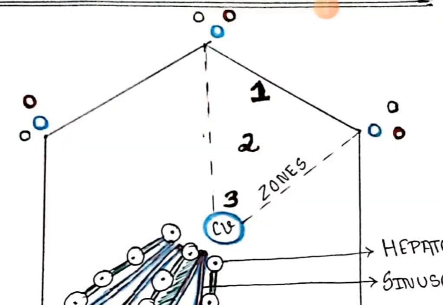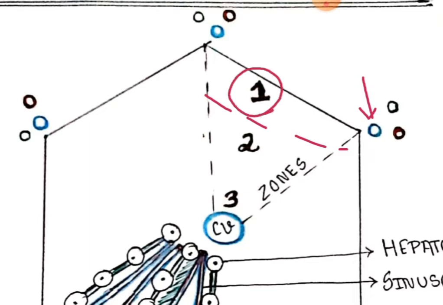Now moving to the other point, the portal vein will carry what? The portal vein will carry blood as well as the toxic substances. So in case of toxic injury, the zone which is most susceptible is the zone which is located near to the portal vein, that is zone 1.